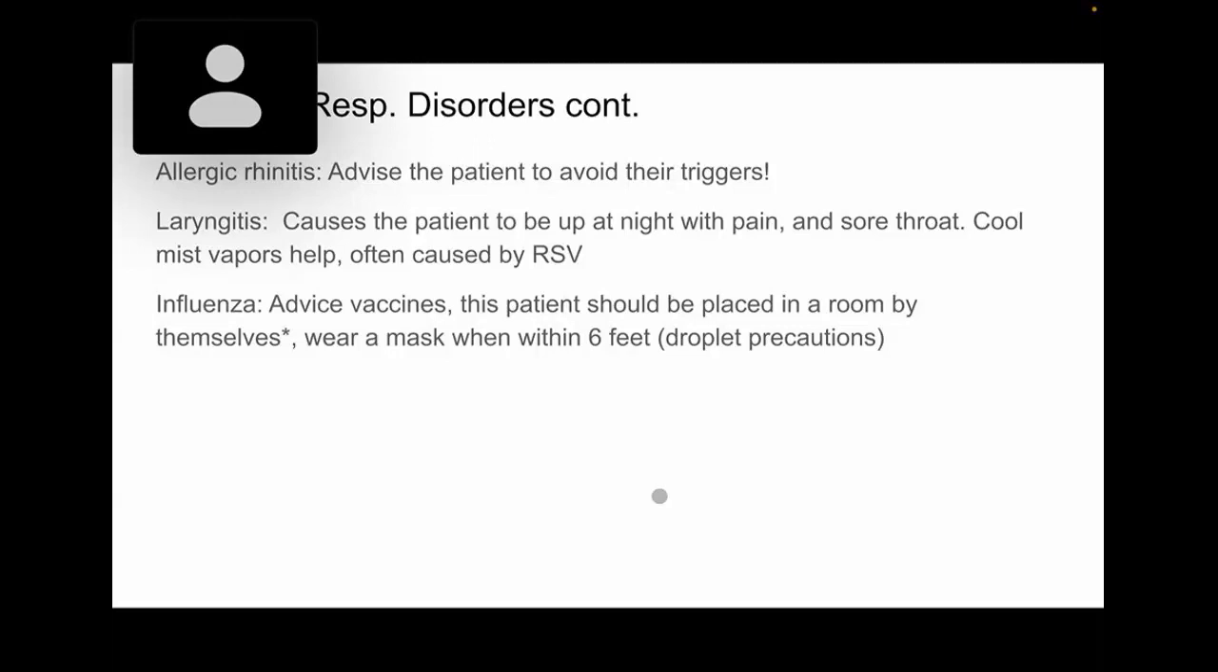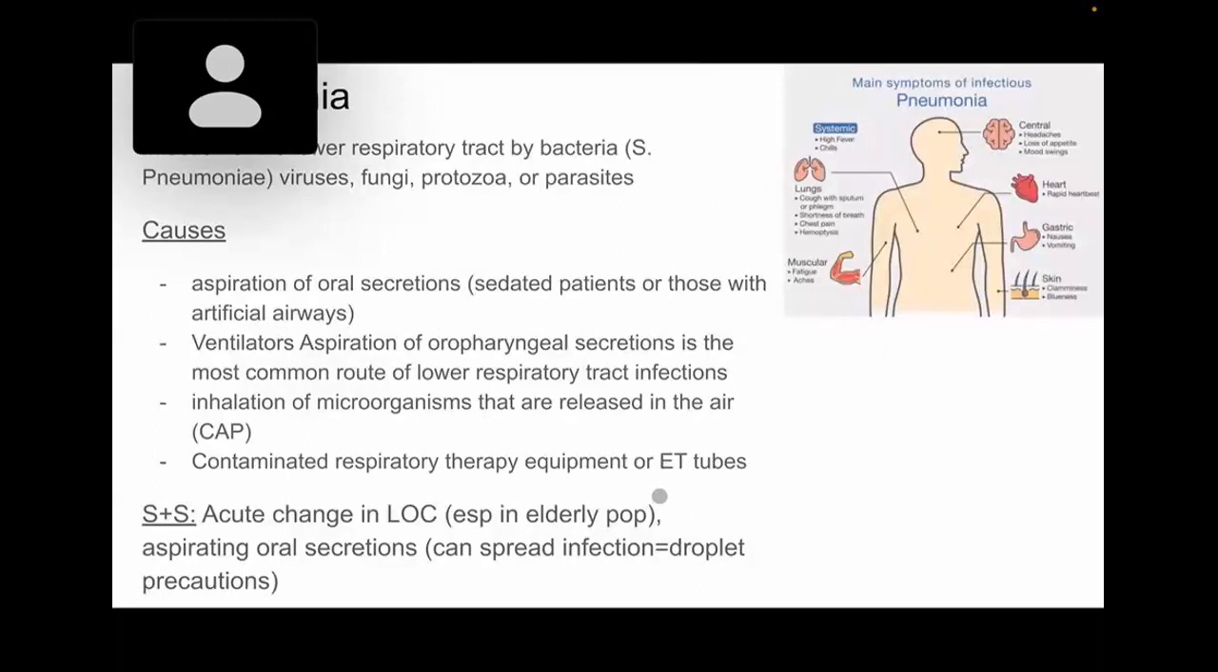For influenza, you've learned about your different types of precautions in your fundamentals course. That's more so what we're concerned about with influenza, not much treatment. It's more advising the patients to get their flu shot every year, making sure that they're placed in a room by themselves. There's an asterisk next to this. The only time that we would not put them in a room by themselves is if the hospital is full and there is someone that also has an active flu infection. You can put them in the same room. But for the most part, they're going to be in a room by themselves, and you wear a mask within 6 feet under droplet precautions for these patients.